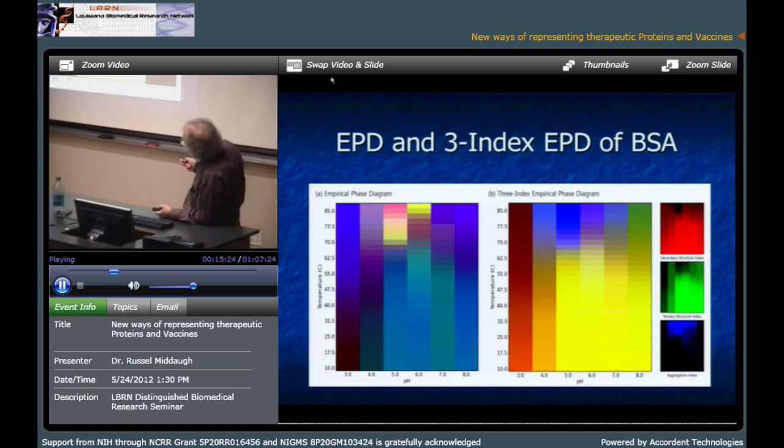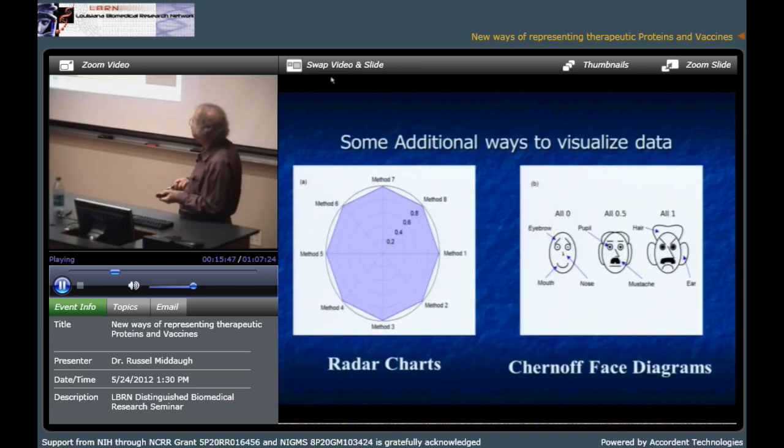Here's a typical empirical phase diagram. Here's the same phase diagram based on these indices. And I put over here the behavior of the tertiary structure, secondary structure, tertiary structure, and aggregation index. And these are added together to make this. So you can actually now make statements about what's happening in these different phases just by looking at the color. A small improvement, but I guess in importance, people seem to want it very badly.